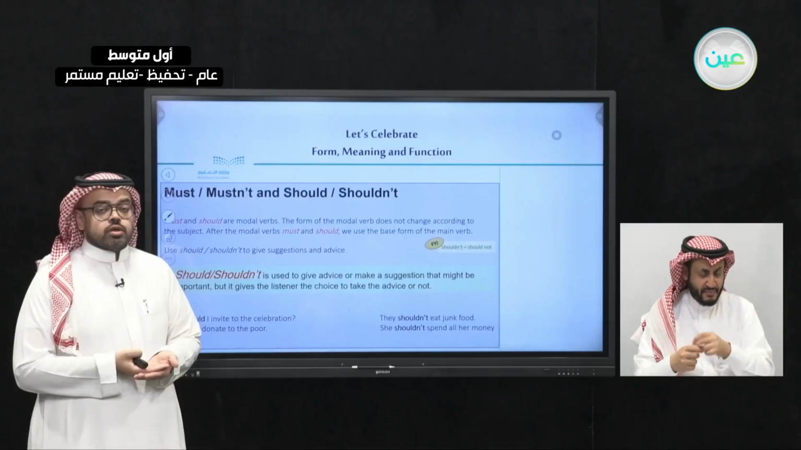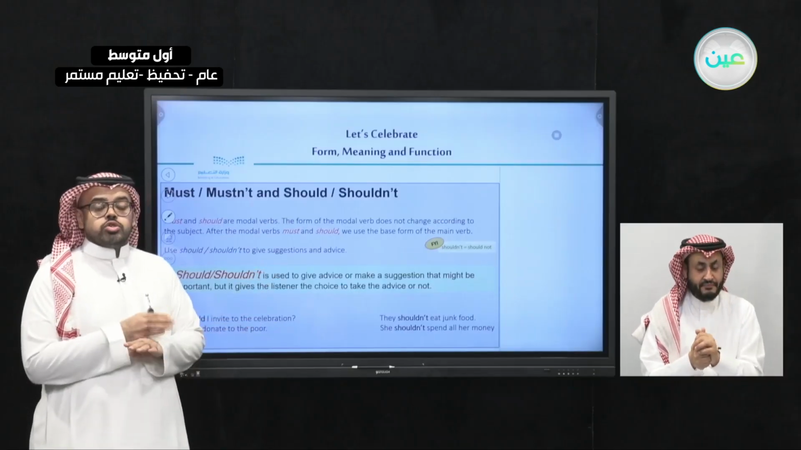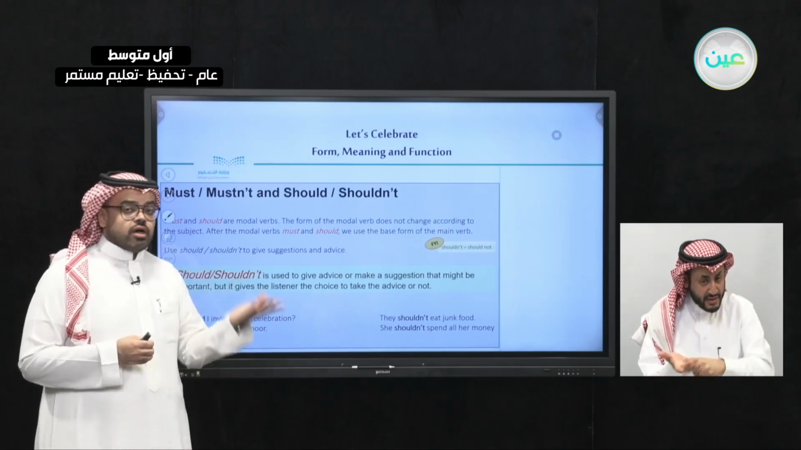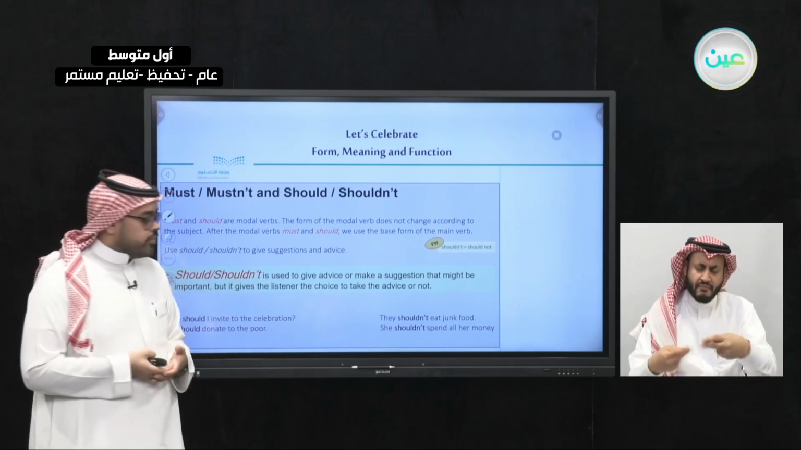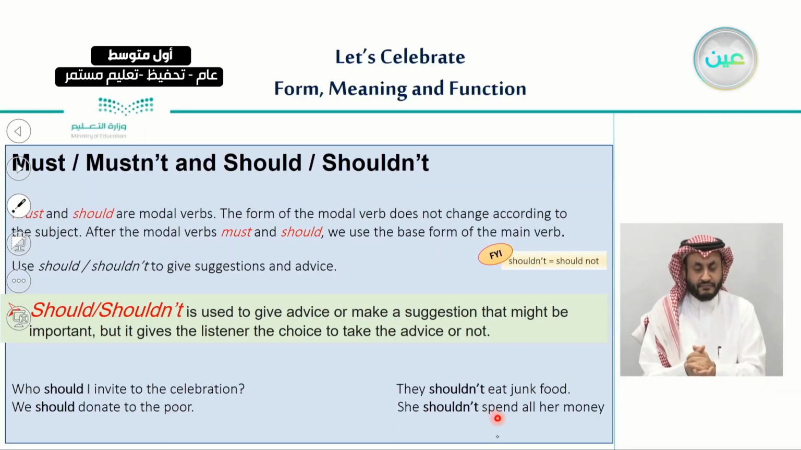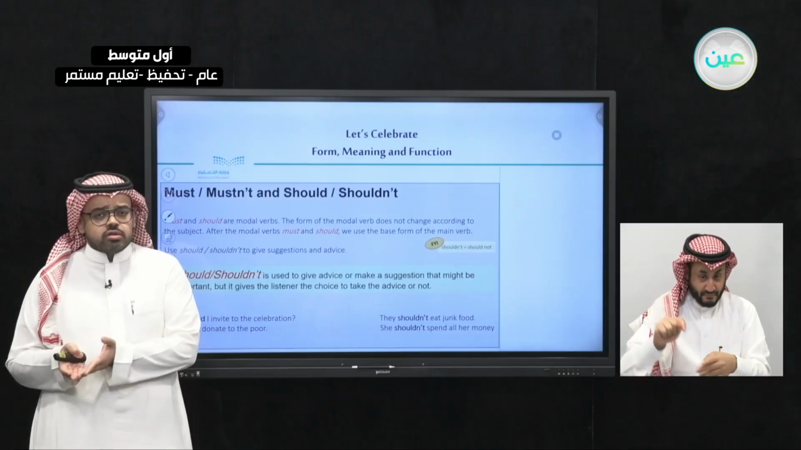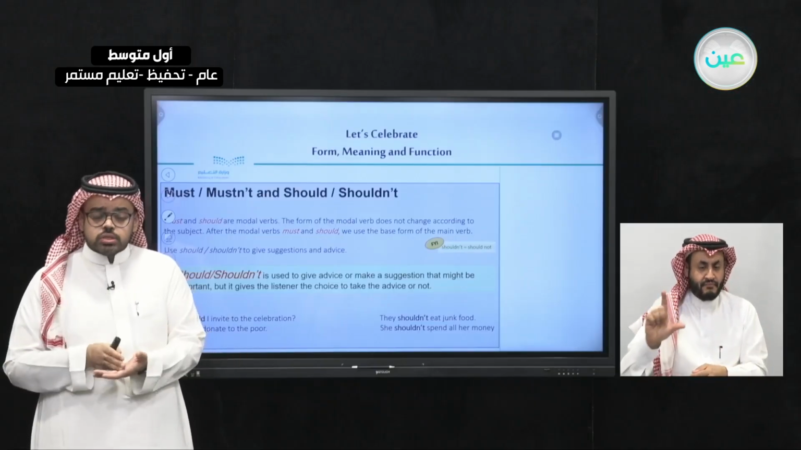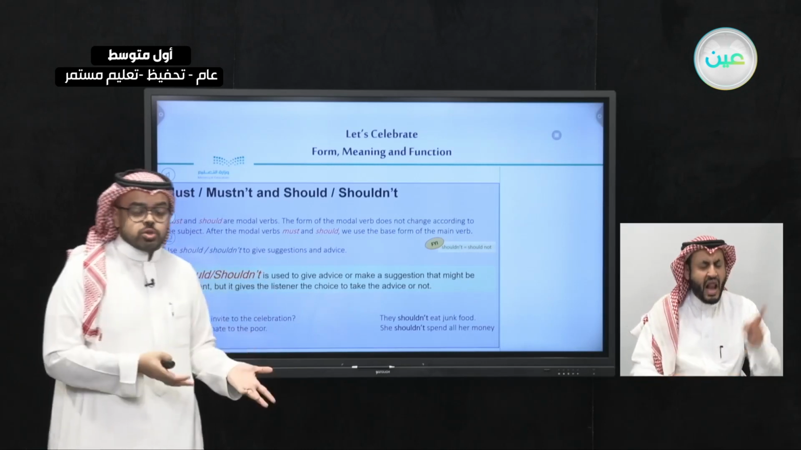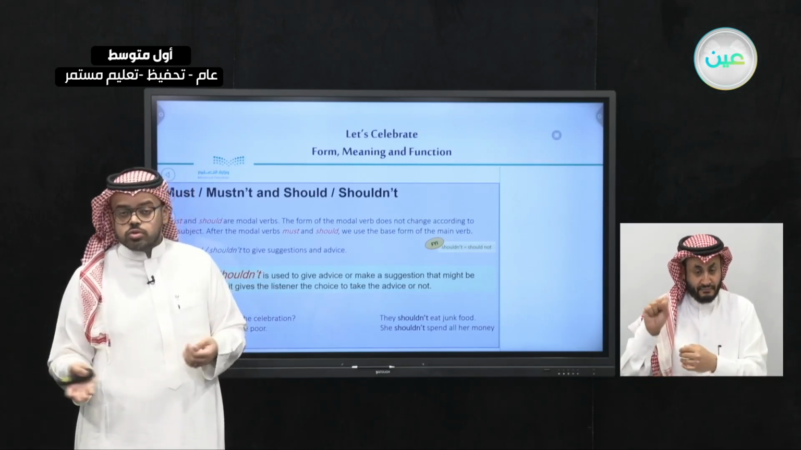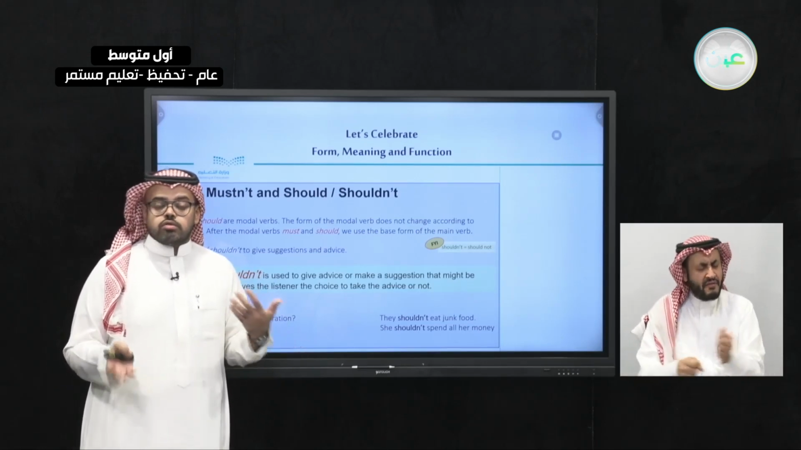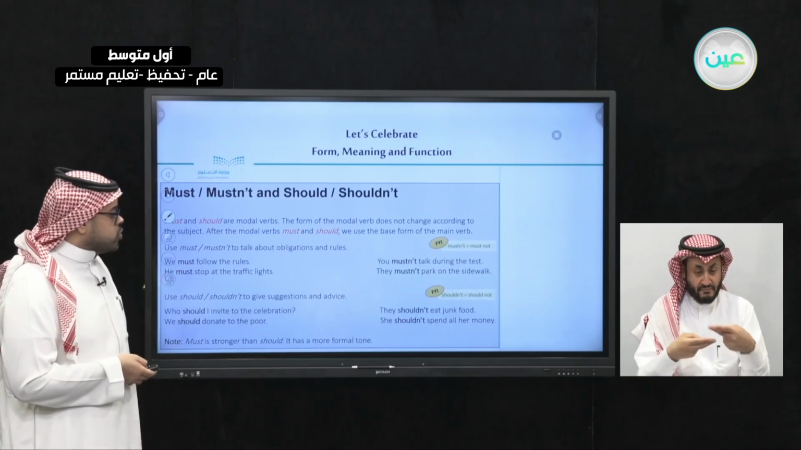So this is a suggestion. He suggested that these people should not eat junk food, and it's up to them whether to accept this or not. And also, she shouldn't spend all her money. It means that she has a choice whether to spend all her money or not. So this is the difference between must and should. Must means you have no choice, you must do it, and should means you have a choice. You either want to do it or you don't. So this is the difference between should and must.